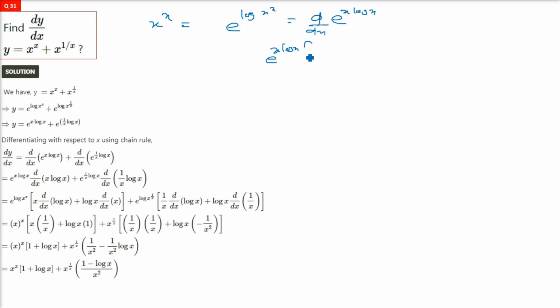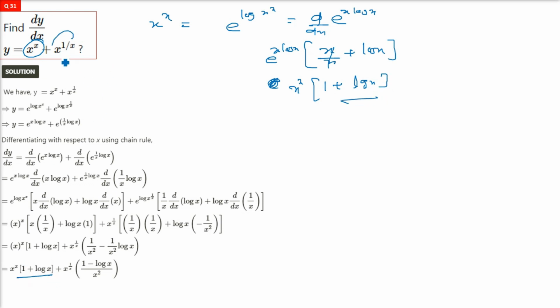E to the power x log x, differentiation of x log x will be 1 by x times x, and then plus log x, differentiation of x will be 1. So e to the power x log x, it is coming from x to the power x only, and 1 plus log x. This is your first part.